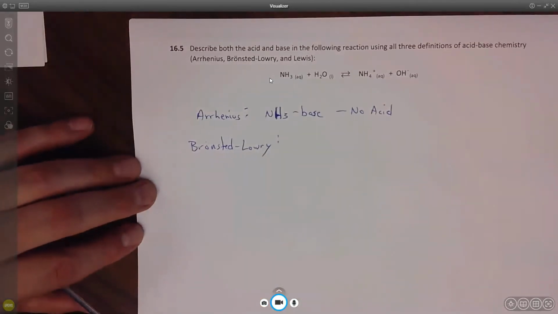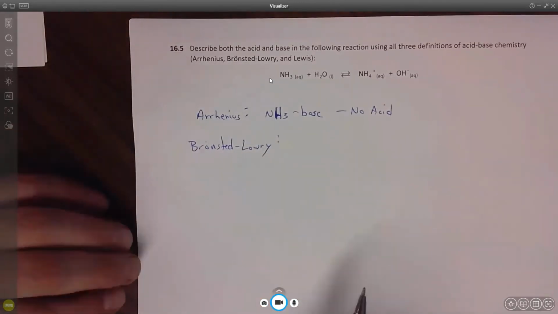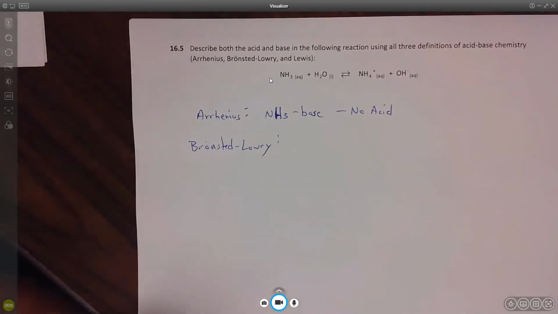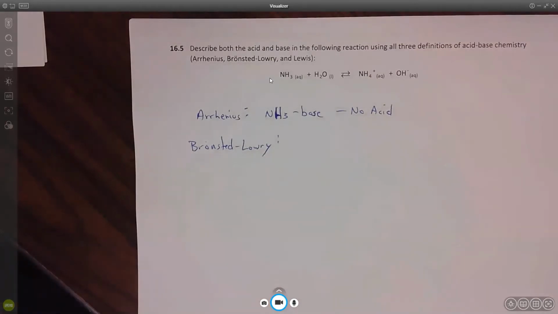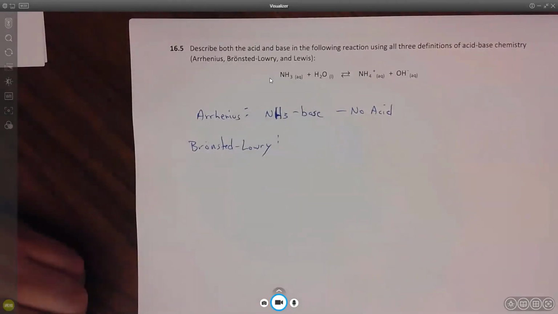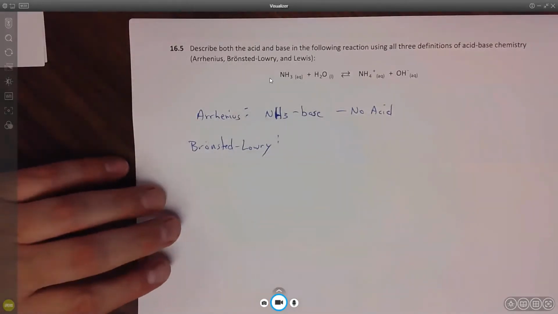And so, Hannah, what is the definition of a Bronsted-Lowry acid? The Bronsted-Lowry acid is a proton donor. It's a proton donor, and a base is the proton acceptor. Okay, so what is the acid? What is the proton donor in this reaction?